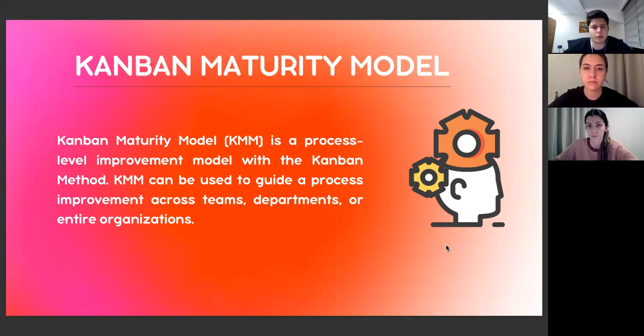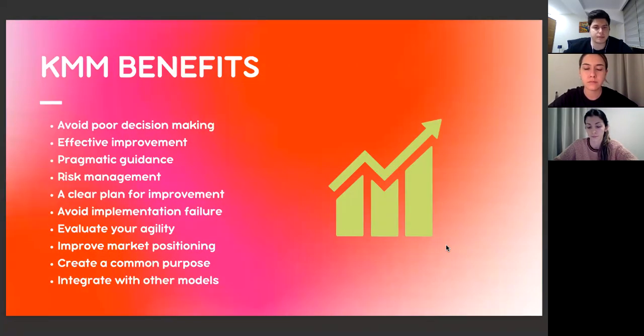Now I will talk about the KMM benefits: avoid poor decision-making, effective improvement, pragmatic guidance, risk management, a clear plan for improvement, avoid implementation failure, evaluate your agility, improve market positioning, create a common purpose, and the last one, integrate with other models.